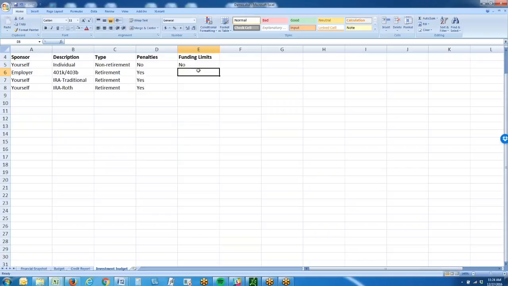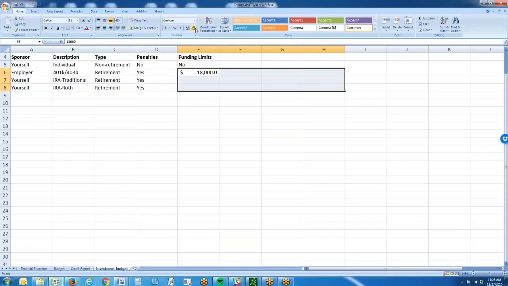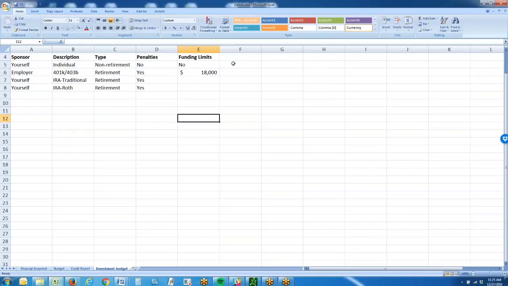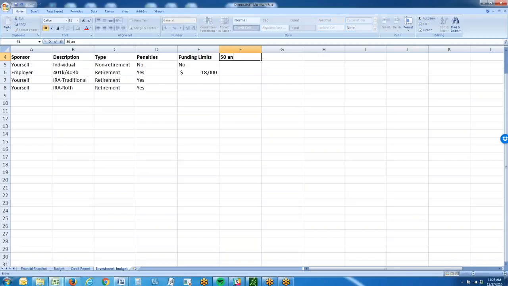With the employer, now with the 401k, 403b, this is something that changes from year to year. So you want to go through your accountant or look it up online to see what the maximums are that you can contribute each year. But for 2016, the 401k, 403b, the limit is $18,000. So that's the max you can put in there. And actually, if you are at the age of 50 and over, there's a catch-up amount, 50 and over catch-up.